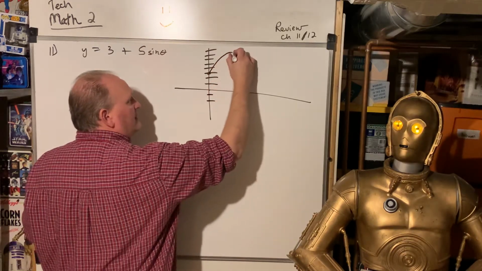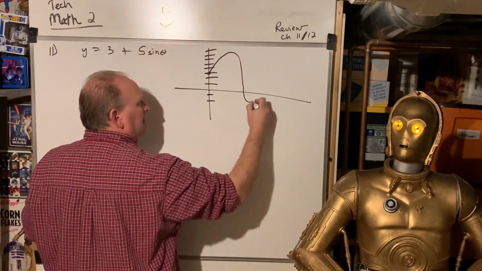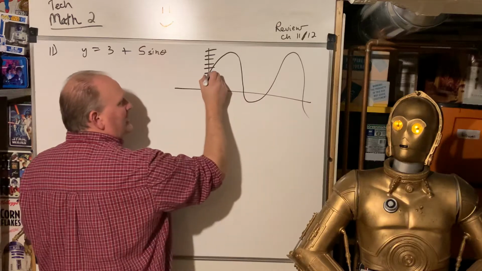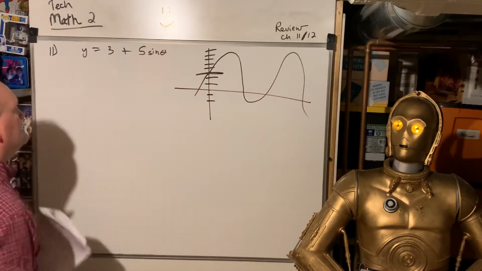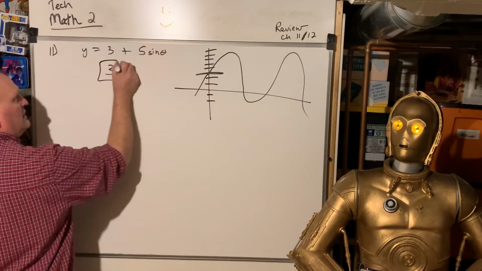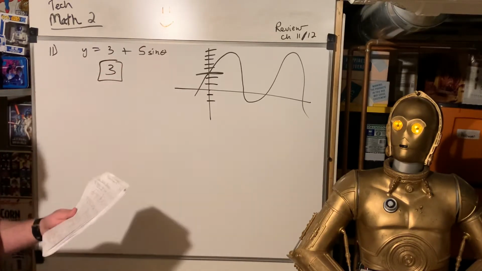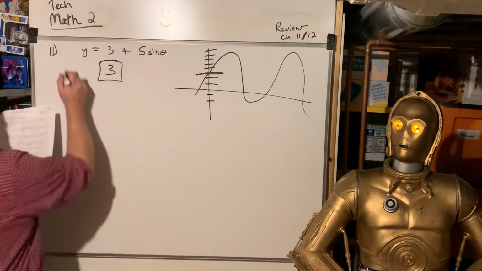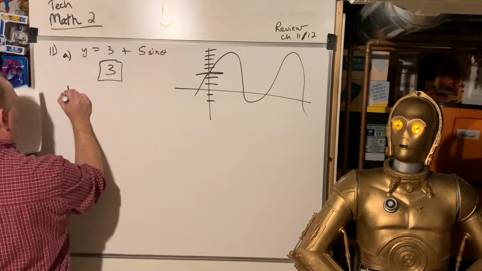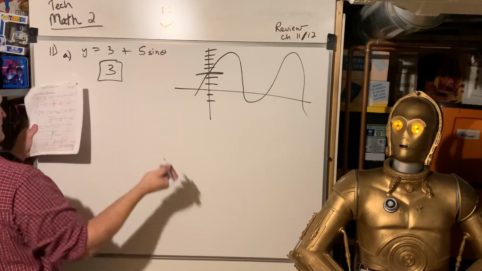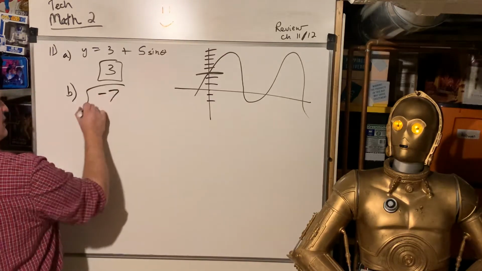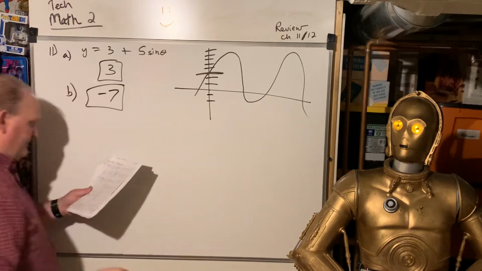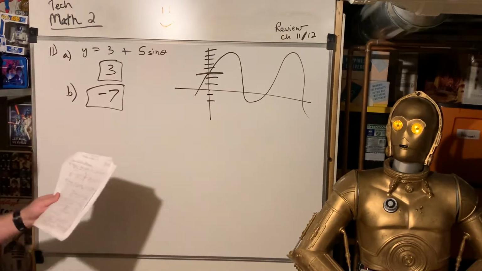So our sine wave kind of goes, but it doesn't matter what the rest of the sine wave looks like. They just want to know where does it cross the y-axis. And so that's just 3. That's whatever number is being added to it. So B, I didn't do any work on the sheet. y equals -7 plus sine theta, just using the same logic. It's going to cross y at -7. Let's shift it down 7.